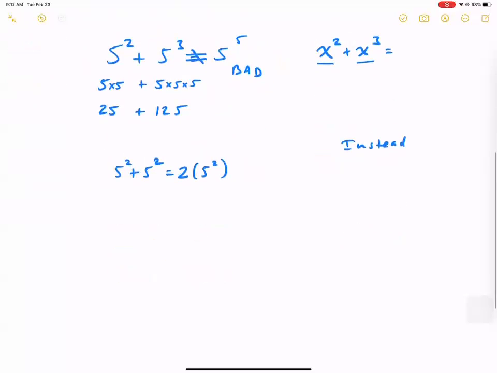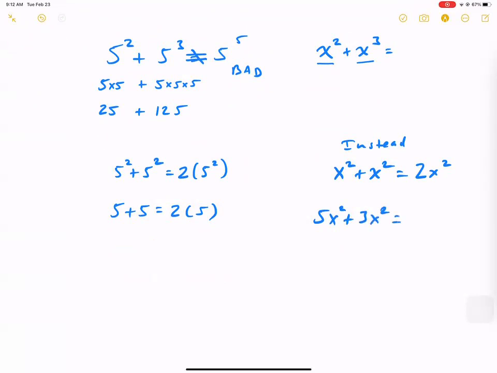If I wrote this a little differently, if I wrote 5 plus 5 without the exponent, don't I have 2 5s? If I write it in variables, x squared plus x squared, well, how many x squareds do you have? You have 2 x squareds. To make this a little easier, if I say 5x squared plus 3x squared, well, I have 5 second graders and I have 3 second graders. I have a total of 8 second graders.